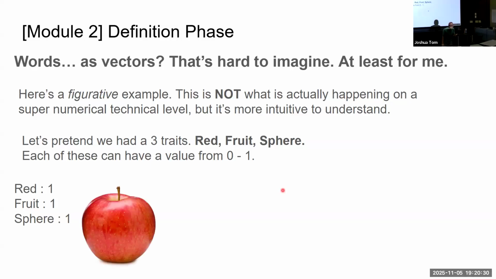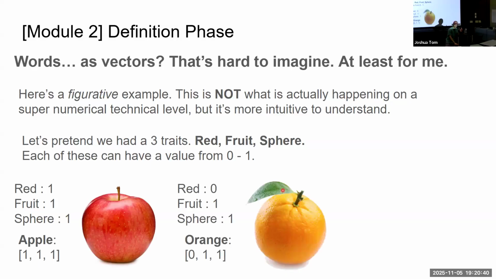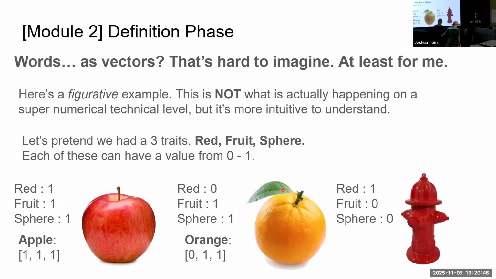So the vector representation for apple in this case would just be 1, 1, 1. But if we were to turn red off, then we'd get an orange. So 0, 1, 1. And then if we turn off fruit and sphere and keep red on, we get, I don't know, some fire hydrant or something. Basically, these are representations of words or ideas using numbers. So while it might not make a ton of sense to think how am I going to put the word computer into a series of numbers, this is kind of a way to think about it.